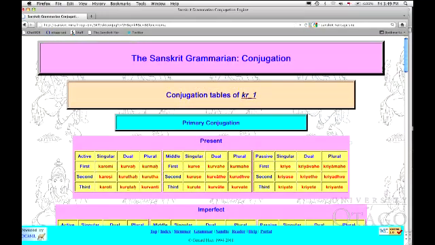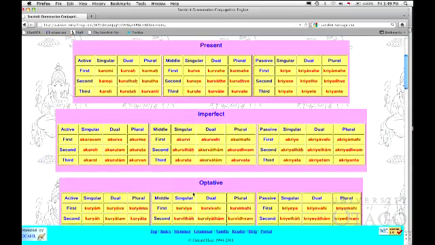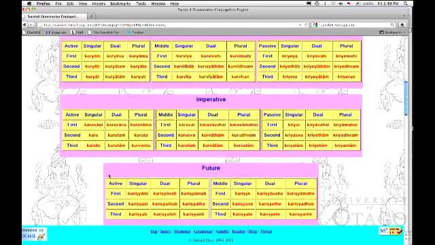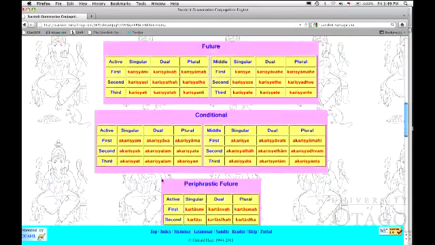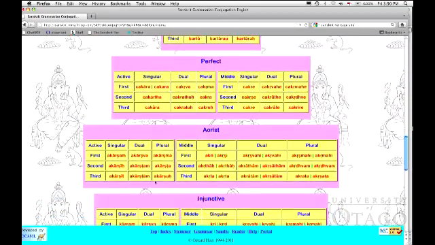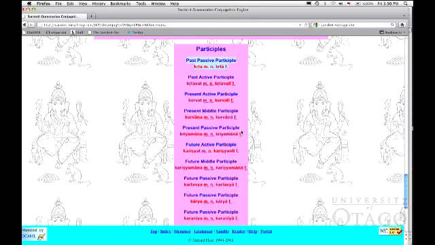Then if you enter karoti, kurute, kurvanti, here you study from the lessons in your textbooks, and it has many forms of verb: present, imperfect, optative, this one is called past tense, imperative, future tense, conditional, periphrastic future, perfect. We have studied all of these. And this one is the past passive participle. You can see from this participle here: kṛta, masculine and neuter, kṛtā, feminine. You can find every verb over here.